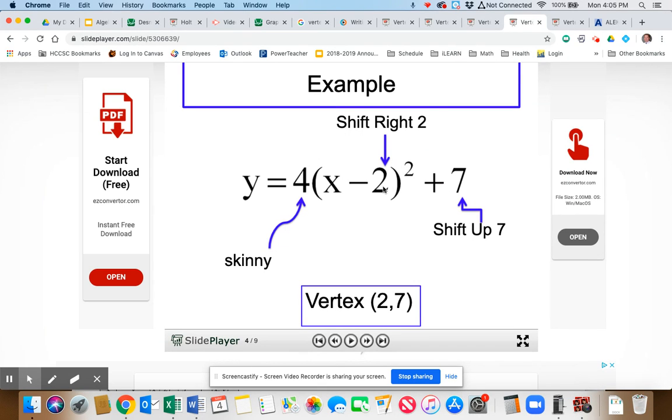We have -2, which would shift it 2 units to the right, because remember it's the opposite of h. And then the 7 at the end of the function is going to shift it 7 units up. Remember, when we slide things around, that's called a translation in math. So that means it would translate 7 units upwards. And here it would translate 2 units to the right.